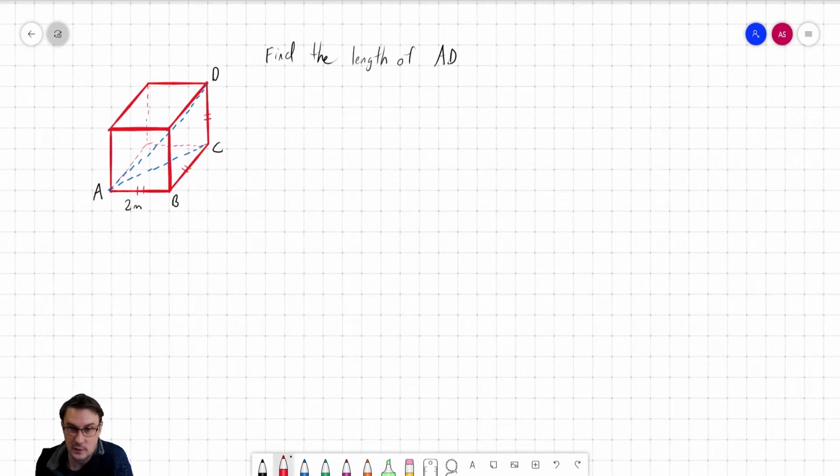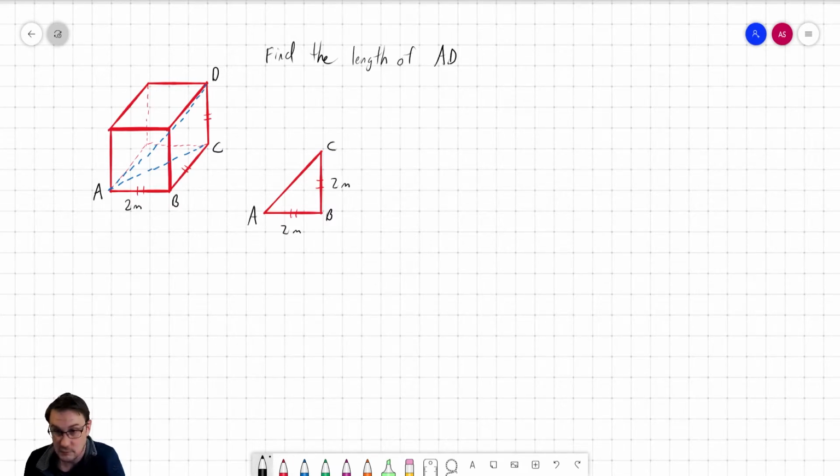So the first of these we're going to do, since this is a cube, is we're going to have an isosceles triangle where we've got those lengths there. And so this side is going to be equal to this side here. And so this is going to be A, B, and C. And this will have a length of 2 meters here and 2 meters here.